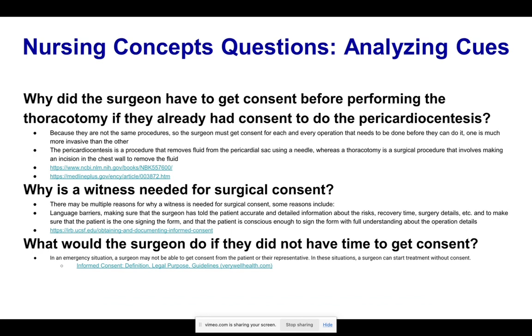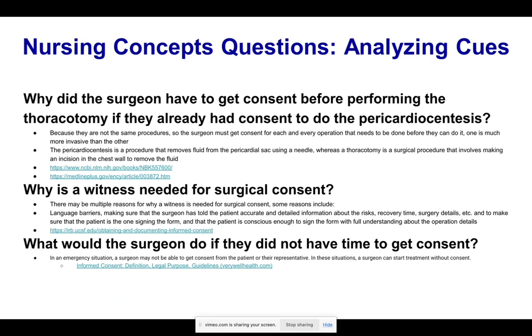Why is a witness needed for surgical consent? There may be multiple reasons for why a witness is needed for surgical consent. Some of the reasons include language barriers, making sure that the surgeon has told the patient accurate and detailed information about the risks, recovery time, surgery details, etc., and to make sure that the patient is the one signing the form and that the patient is conscious enough to sign the form with full understanding about the operation details.